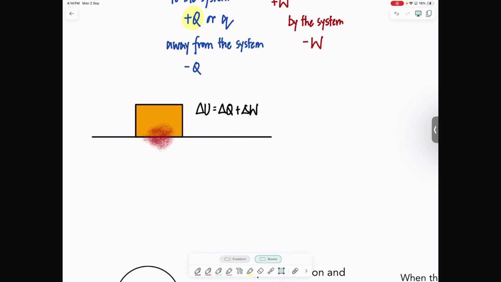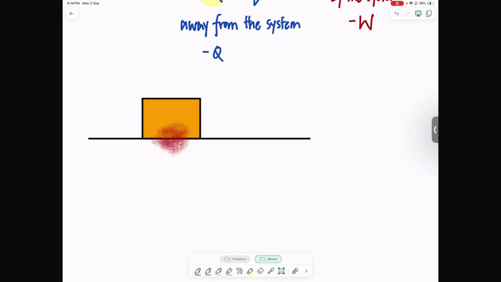So if I have a block here, and I'm providing heat to this block, I'm using a heat source here to provide heat to the block. Can you tell me in terms of del U? So look into all three: del U, del Q, and del W. You just have to tell me plus, minus, or 0.